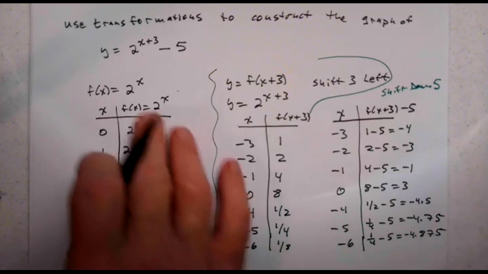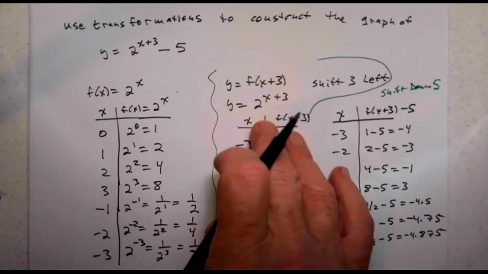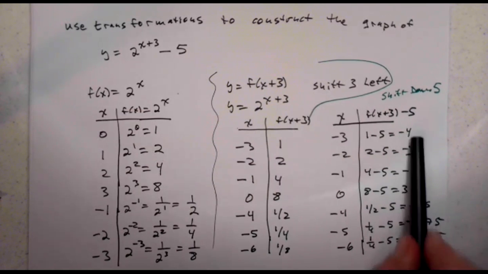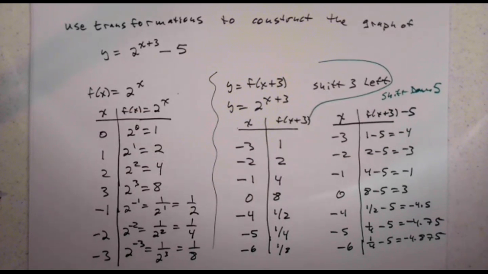Again, first we took our original graph, 2 to the x, shifted everything 3 places to the left, and now shifting everything 5 places down. So let's go ahead and plot those points on Desmos. Again, there's our original 2 to the x. There's 2 to the x plus 3 shifted 3 places to the left. I'm going to turn all of these off. And I'm going to just go ahead and plug in the points that I just created. So let's go ahead and do that.